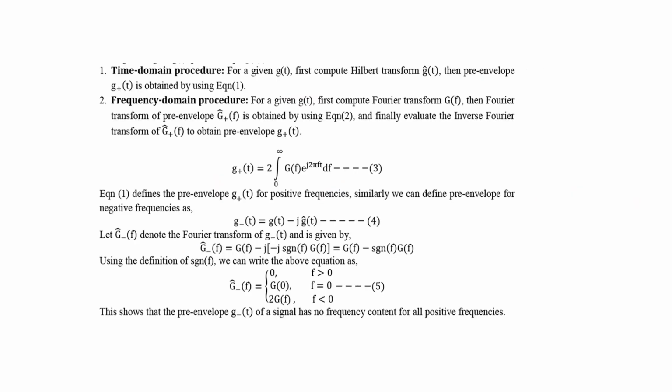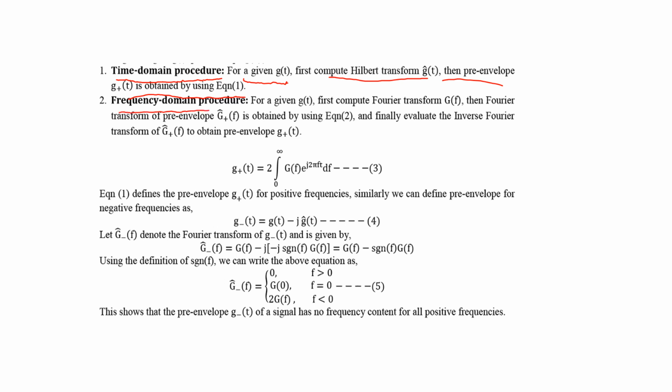Now, how can it be represented with respect to the time domain and the frequency domain? That is the time domain procedure. For a given g of t, first compute the Hilbert transform g cap of t, then the pre-envelope g plus of t is obtained by equation 1. So that is what I have shown you earlier.